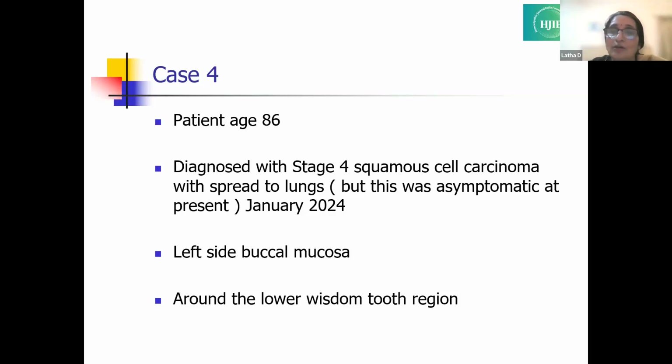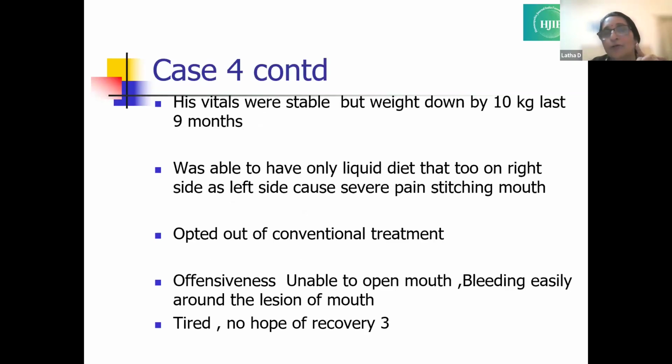He has opted out of conventional therapy due to his age. He does not want to go through that. His vitals were stable, but weight has come down 10 kgs in 9 months. He's having only a liquid diet on this side because this side is very painful. And the symptoms that we got were offensiveness, inability to open the mouth, bleeding continuously from this lesion, and there was no hope of recovery.